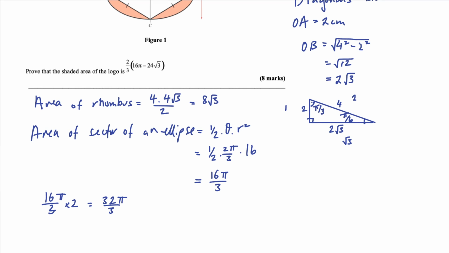Yes, this is an A-level question. I'll do a GCSE question after this. A bit of a mixed one today.